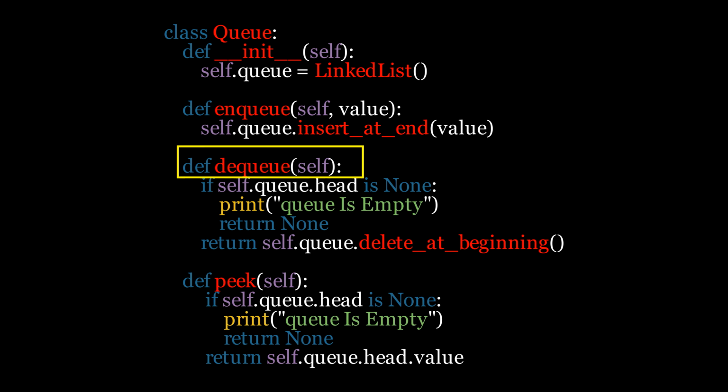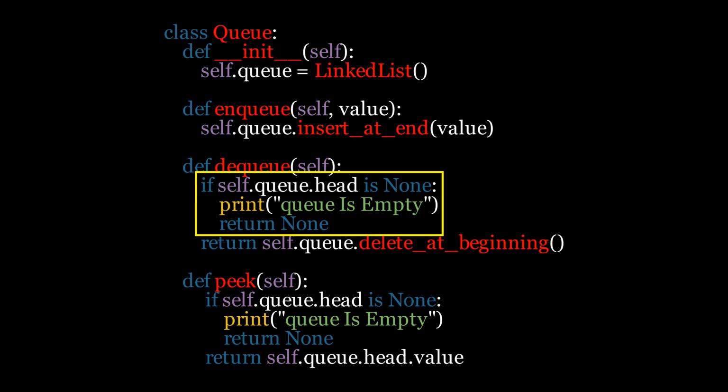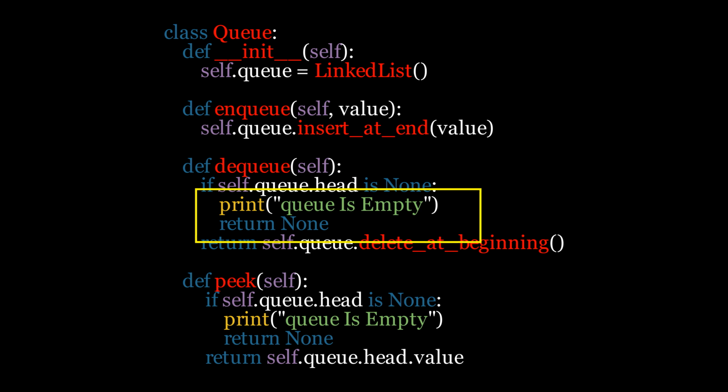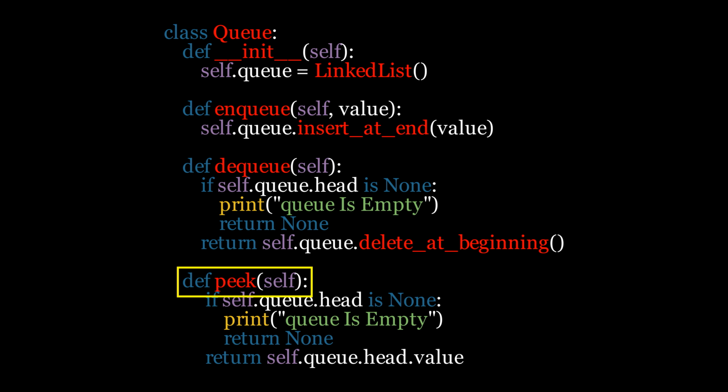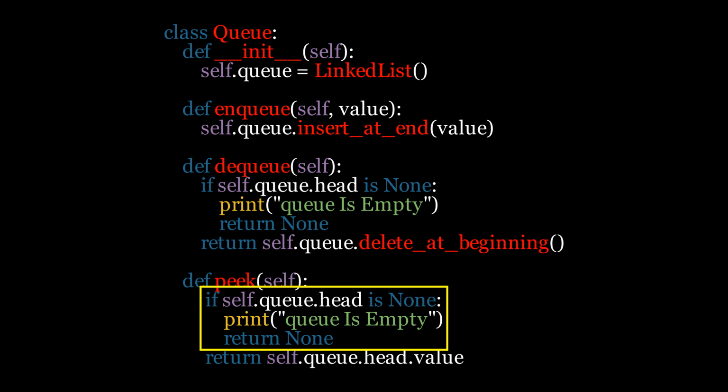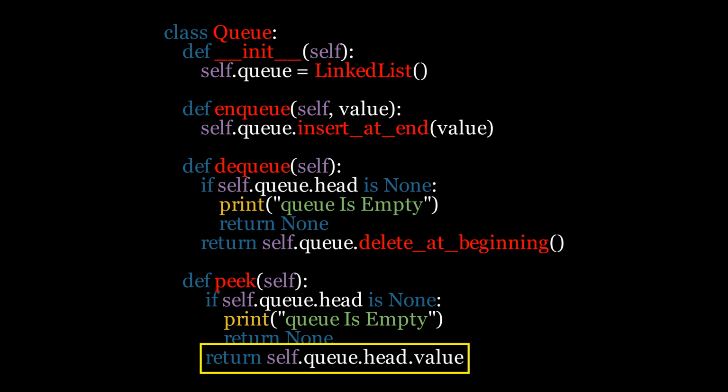The dequeue operation first checks if the list is empty. If it is, the method will print a message and return none. If the list is not empty, it will remove and return the element at the head of the list. This is also a constant time operation. Finally, the peek operation is similar to dequeue, but instead of removing the front element, it returns the front element without removing it from the list.